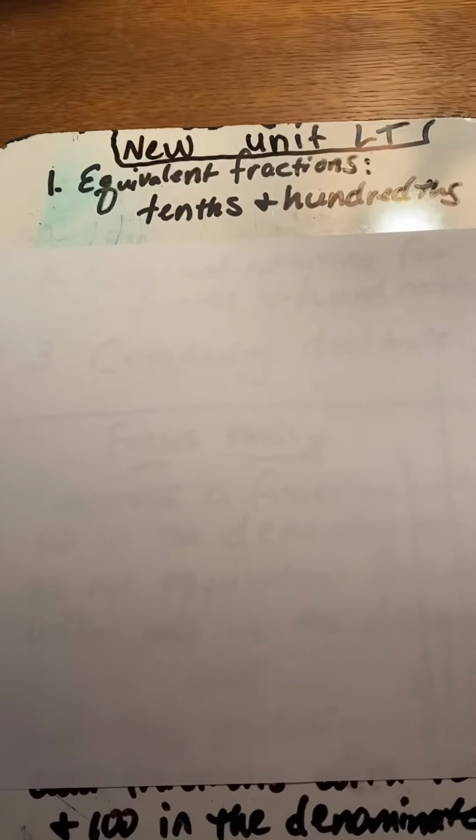What we're going to be doing is looking at fractions that have tens and hundreds in their denominators to make tenths and hundredths. I feel like I want a pencil so I can point here. So tenths and hundredths, and we're going to be using what we know about place value to help us with that too. So that's our learning target number 1 with our new unit.